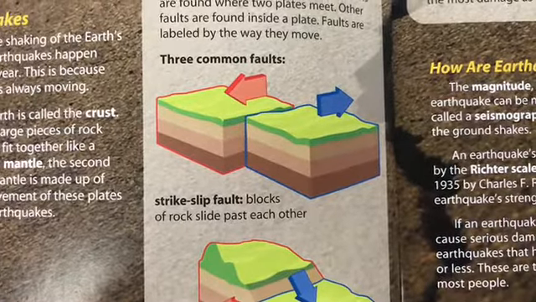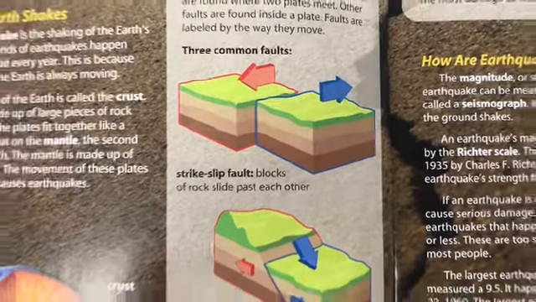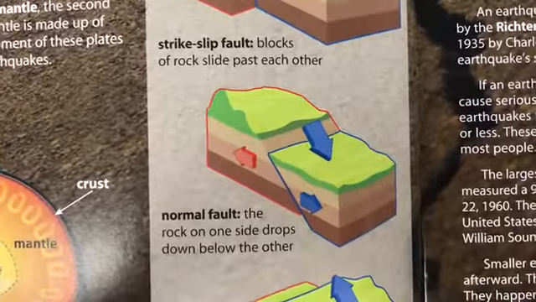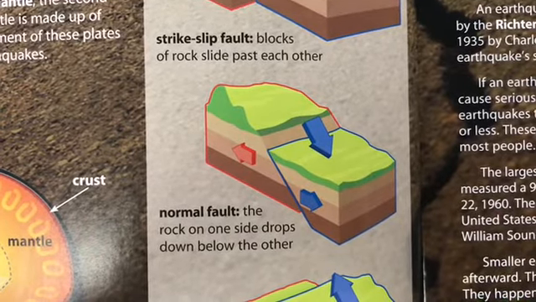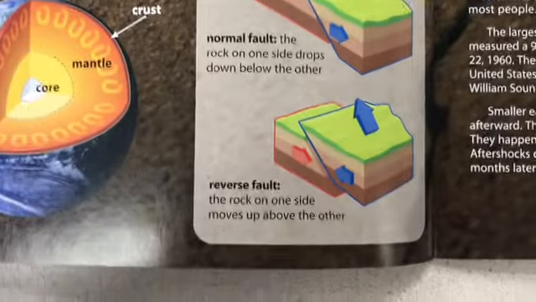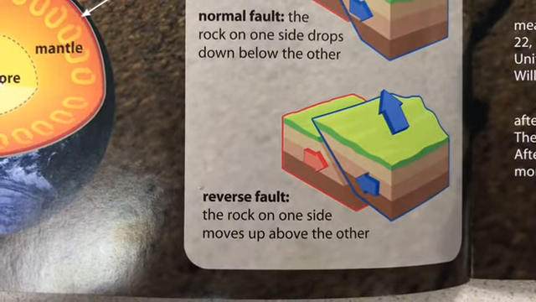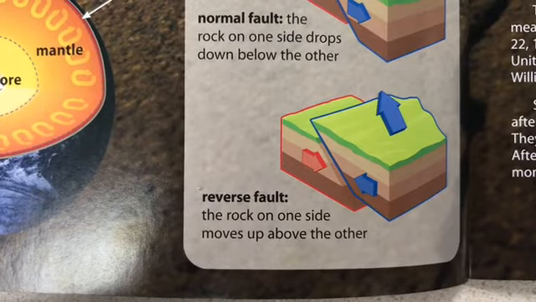Strike slip fault. Blocks of rock slide past each other. Normal fault. The rock on one side drops down below the other. Reverse fault. The rock on one side moves up above the other.